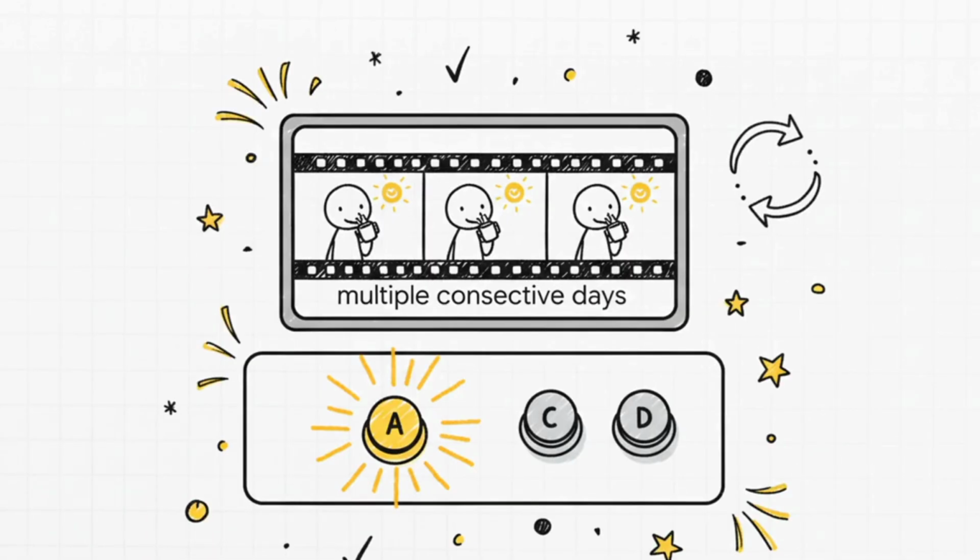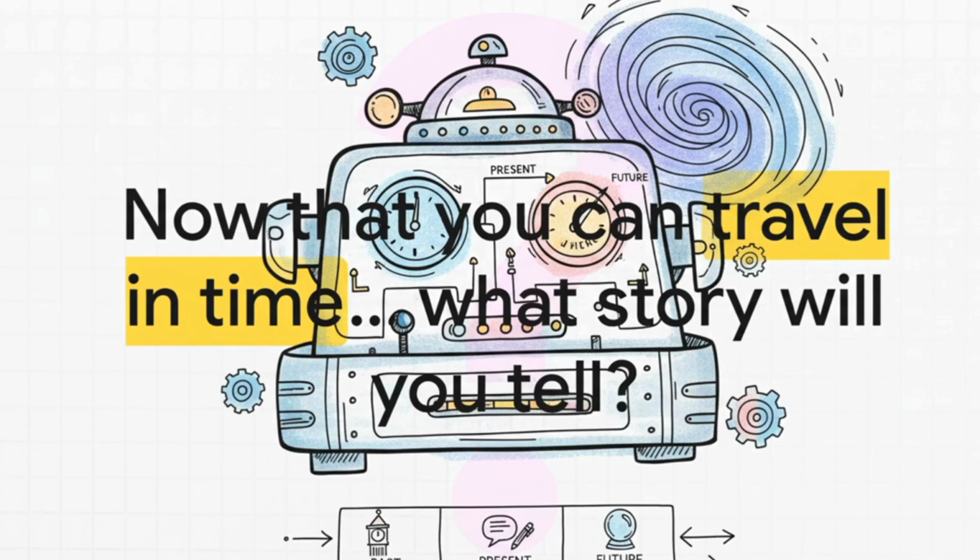And the answer is A, drinks. You got it. Because it's a repeated action, a habit, we lock it in with the simple present tense. Awesome job. So, what's the big takeaway here? It's that verb tenses are so much more than just boring old grammar rules. They're your toolkit. They're the powerful, precise controls you use to tell your stories, to share your memories, and to dream about the future with incredible clarity. Now that you can travel in time, what story will you tell?